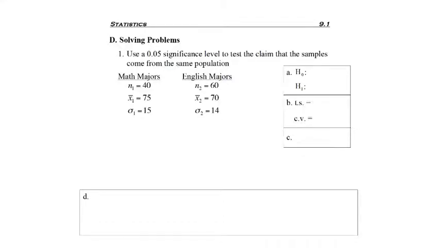So now let's go ahead and start solving some problems. Question 1. Use a 0.05 significance level to test the claim that the samples come from the same population. So the first thing we see are math majors, so that's going to be mu1, our first population, and we can go ahead and put that in first spots of H0 and H1. Next thing we see are English majors, so that's mu2, our second population that's being compared to.